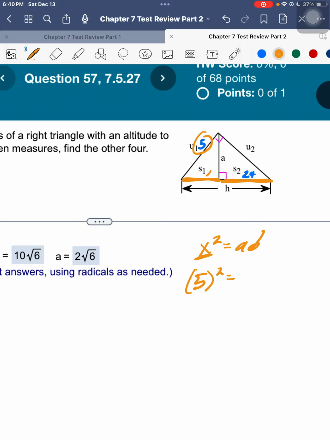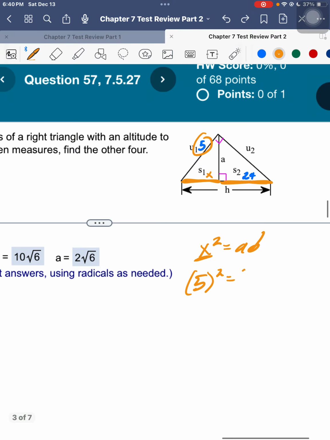I'm going to change this S1 into an X because I don't like subscripts. So now I'm going to have 24 times X. Whoops, I apologize. I was wrong. So, yes, this S2 is 24, but where's my geometric mean? My geometric mean is actually on the leg. So my A is my entire hypotenuse. So A is not 24, nor is it X. It's actually X plus 24.